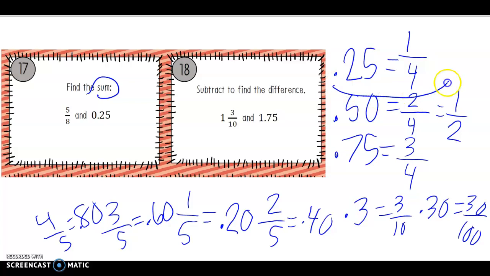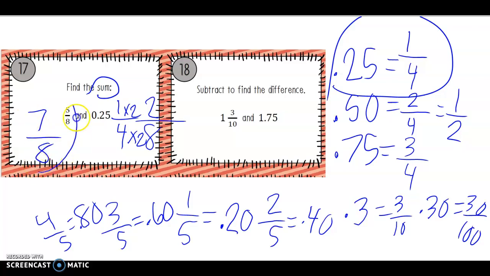So if you remember what we just wrote over here, I know that 25 hundredths is equivalent to 1/4. So now I just have a fraction plus a fraction. So 5/8 plus 1/4. Well, I can't add 5/8 and 1/4 because they don't have common denominators. So you have to ask yourself, what is the least common denominator between 8 and 4? And it is 8. And so when I turn my fourth into 8, that's times 2, that is 2 eighths. And so now my problem becomes very simple. 5/8 plus 2 eighths equals 7/8.